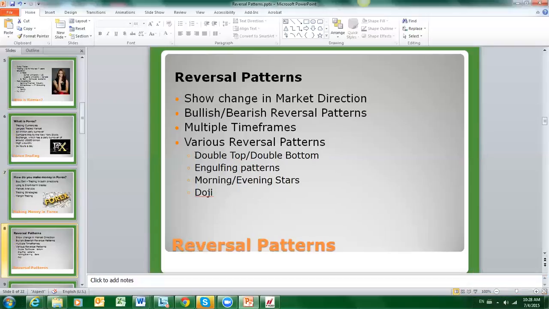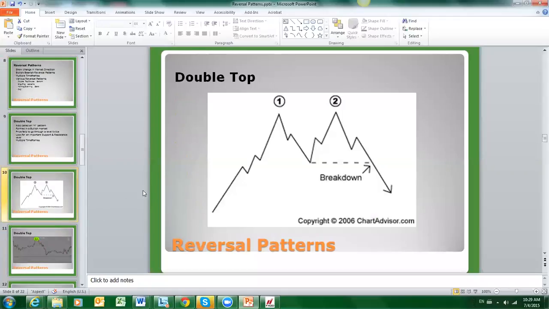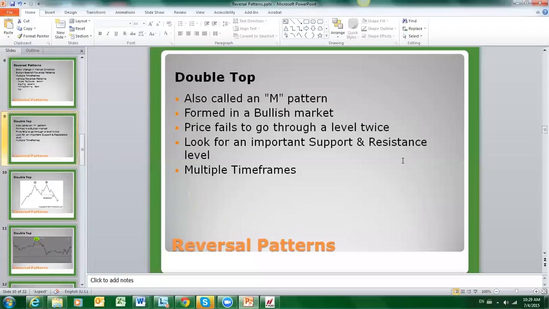There are different strategies that use these different patterns, but the ones that I tend to use a lot in my trading are the double top, double bottom patterns, which we'll discuss today. And I have found them to be highly profitable when they set up. Okay, so let's take a look at the double top pattern first of all.